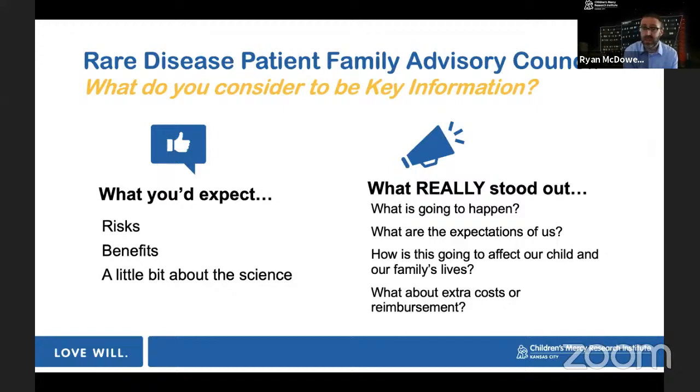They were very quick to say compensation was not that important, but extra costs, or reimbursement for travel or something. Again, rare disease, there were instances where some of these families had to travel quite a bit to go to centers that were doing studies for these rare diseases. So reimbursement was important to them too. Next slide.